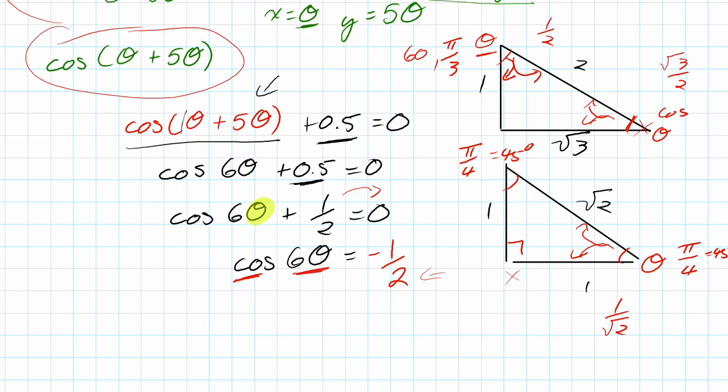Okay, so we got that information. But I also got this pesky 6 times theta. I'm going to use that let statement again to simplify this. I'm going to say let z equal 6 theta. I'm just using a different letter because we used x up there before. So now this becomes something a little simpler to look at. Cos z is equal to -1/2.